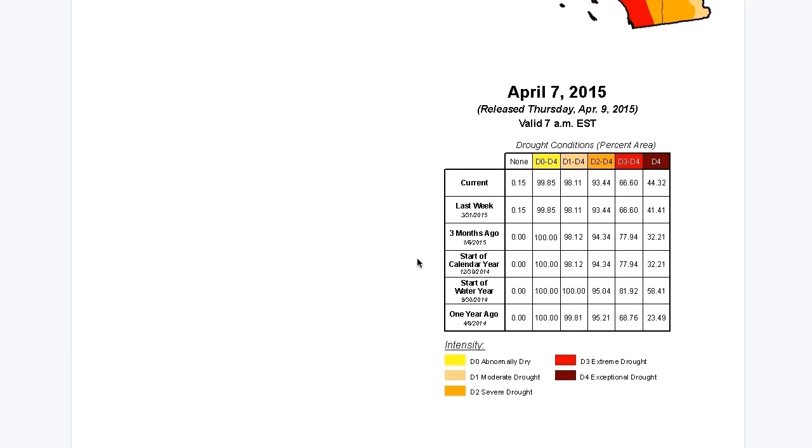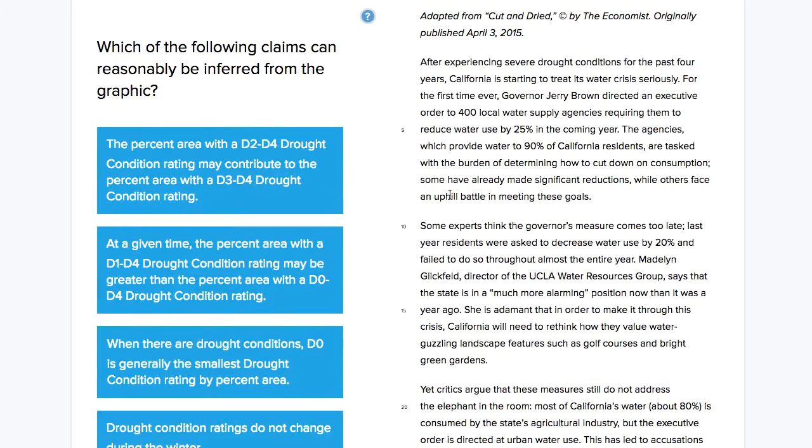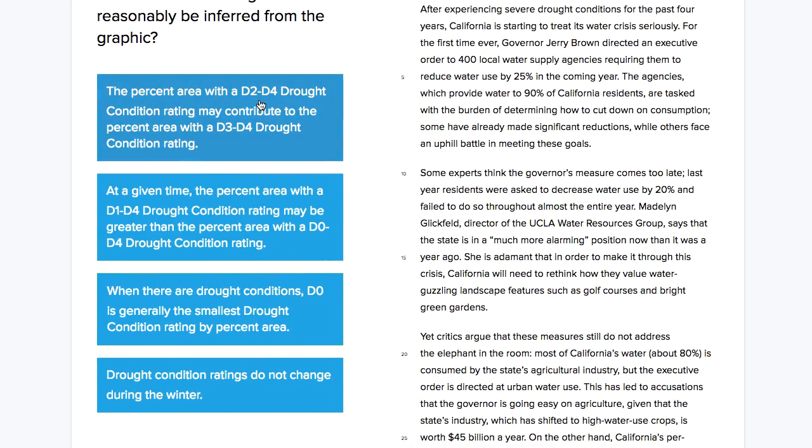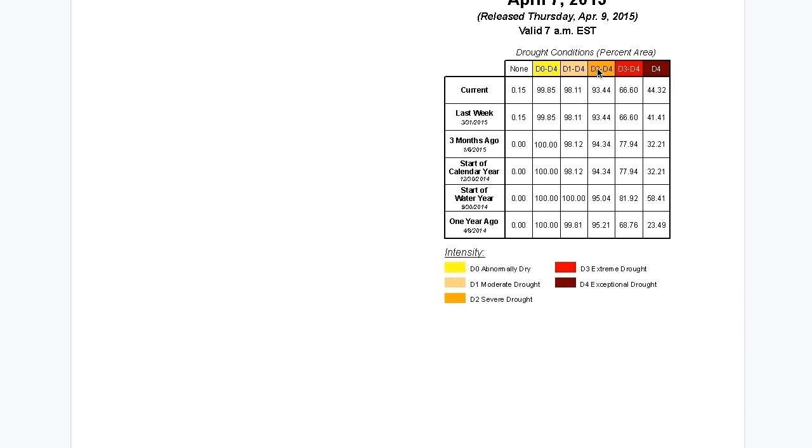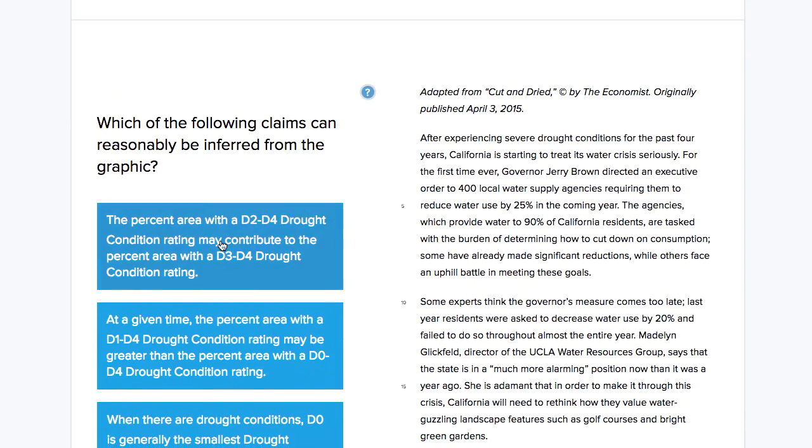Okay, so why do I go through all of that? Because when we look at our answer choices, the first one says the percent area with a D2 to D4 drought condition rating may contribute to the percent area with a D3 to D4 drought condition rating. Well, can D2 to D4 be a part of D3 to D4? No, because this one in orange, the D2 to D4, includes D2. The next one includes D3 and D4, but not D2. So it's actually the opposite of what this claims. So we're going to rule that out.